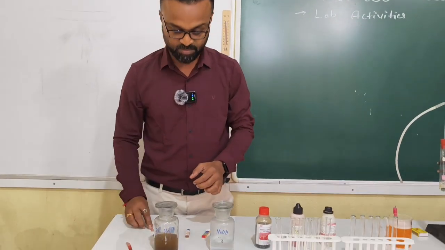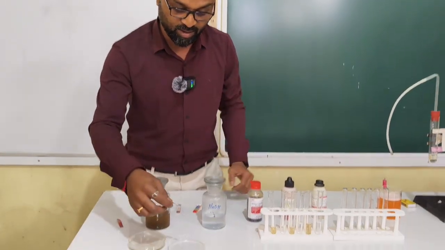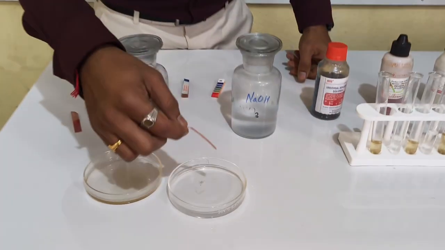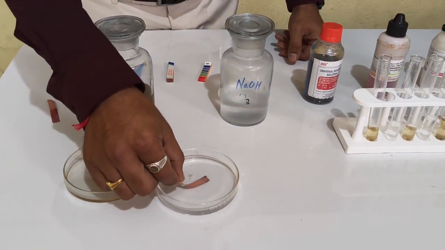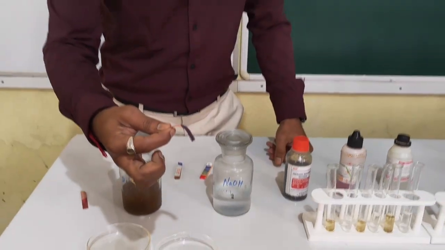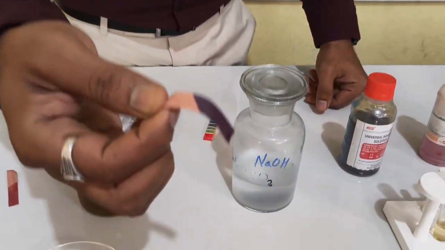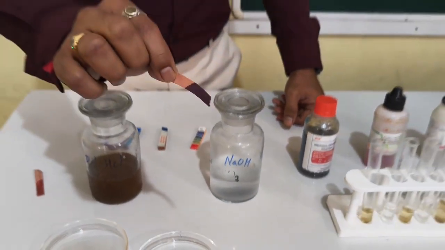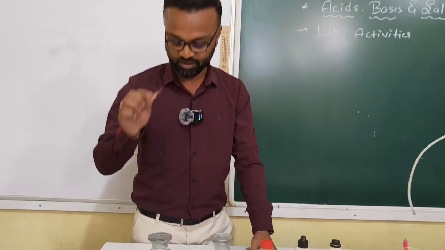Let me take another litmus paper, and you can see closely that I am dipping it into this solution. Now what is happening to this paper? The red litmus paper is changing into blue color. That indicates that this solution is basic in nature.